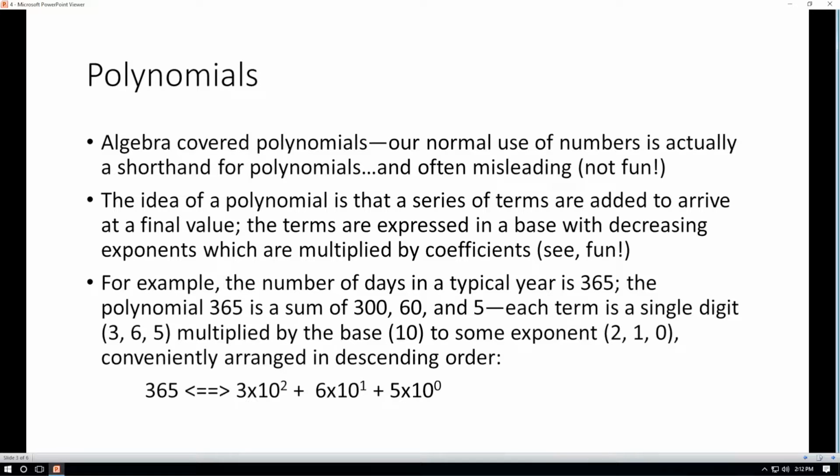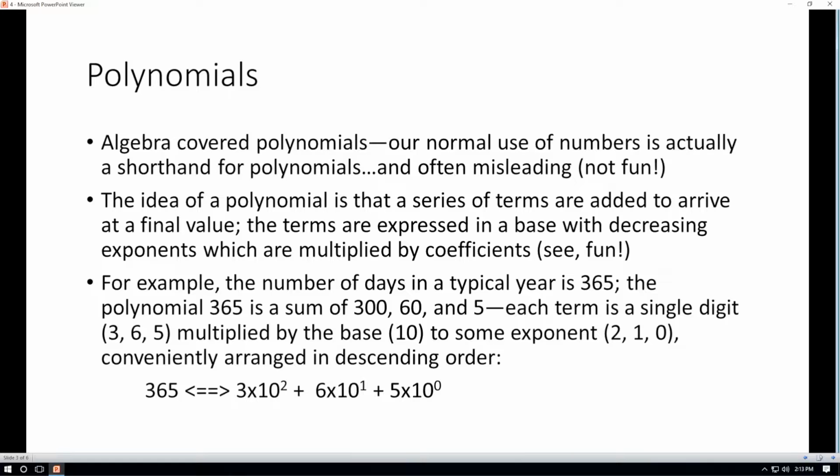We have shortcuts in how we deal with numbers, and those shortcuts are misleading. For example, the number of days in a year is 365. The order of those digits is critical. We cannot say 653 and communicate the same value as 365. These are ordered based on exponents. The 3 is really 3 times 10 squared, or 300. The 6 is 6 times 10 to the first power, or 60, and 5 is 5 times 10 to the 0th power. Add those together and we come up with 365.